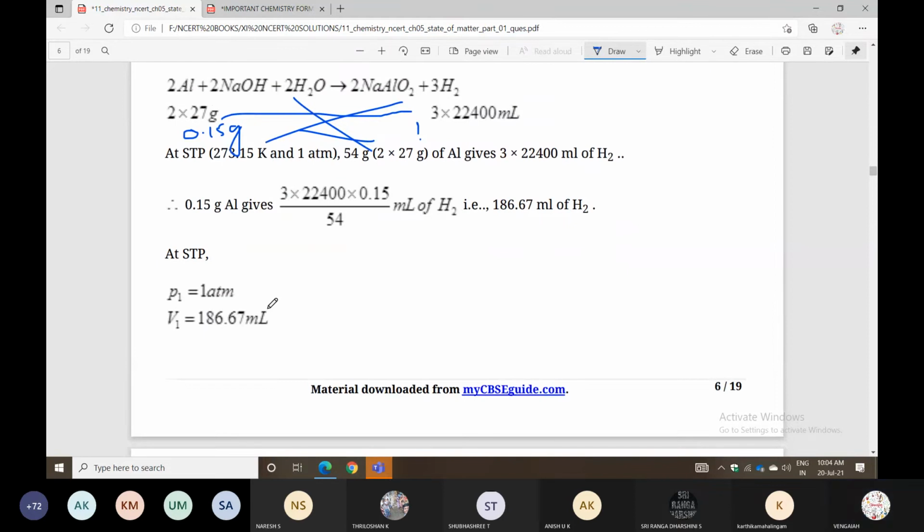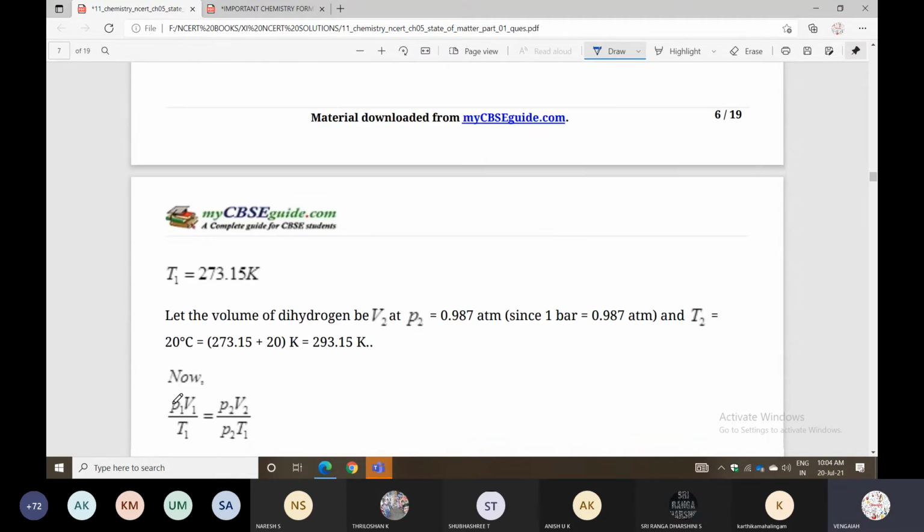Next one. At STP condition, P1 is given, V1 is given, and T1 also given. Then you can substitute the values: P1 V1 by T1 equal to P2 V2 by T2.